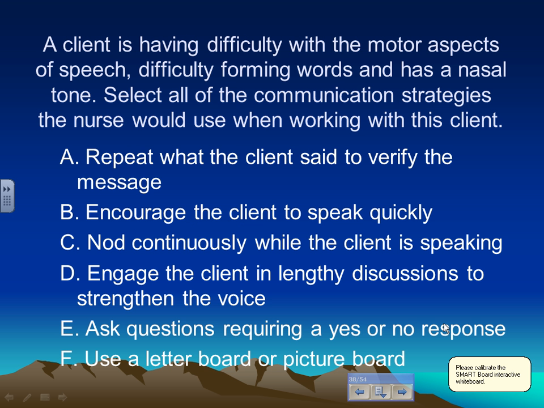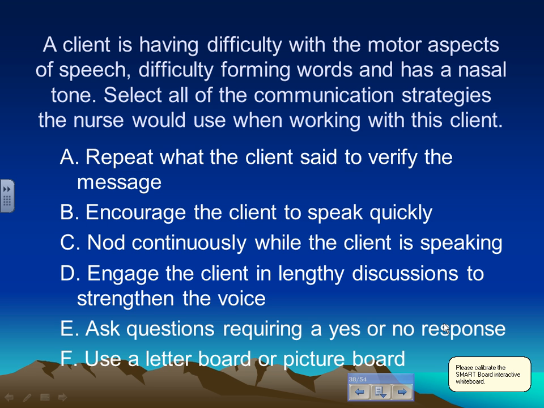The client is having difficulty with the motor aspects of speech, difficulty forming words, has a nasal tone. Select all of the communication strategies the nurse would use when working with the client. So this is where we read the question and then we say, each option, is it true or false as it relates to the question?